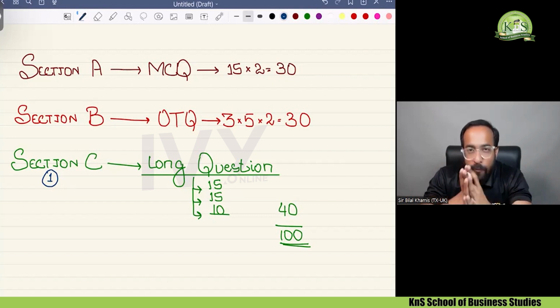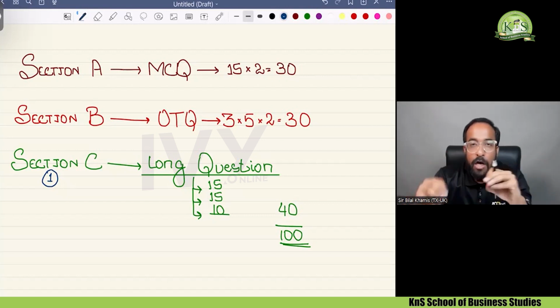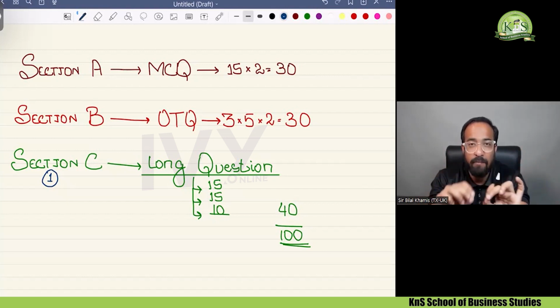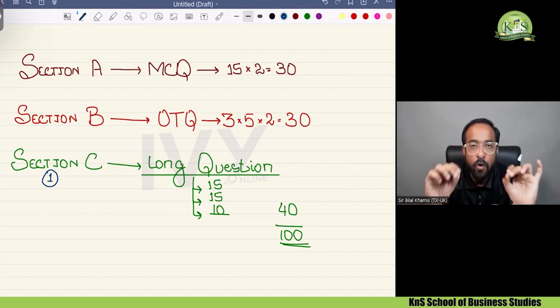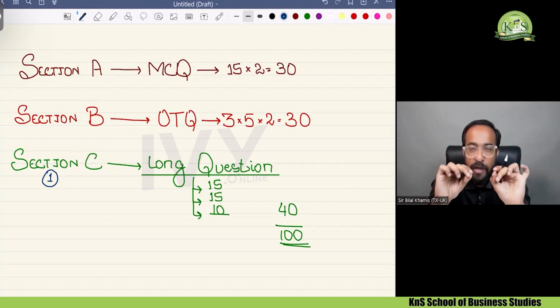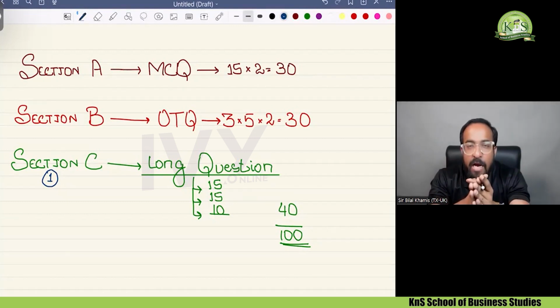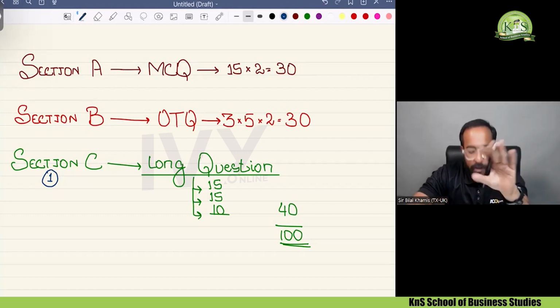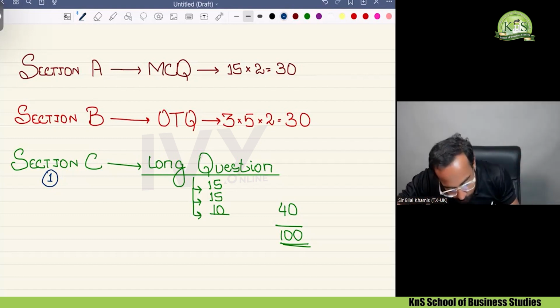So it does not matter whether your answer is correct or wrong, you will be given some marks for the working. I hope you are getting my point. Why am I saying go for section C first? Because maybe you can gather some marks from the working, whether the answer is correct or wrong. Let's suppose from 40 marks you are getting 25 marks.